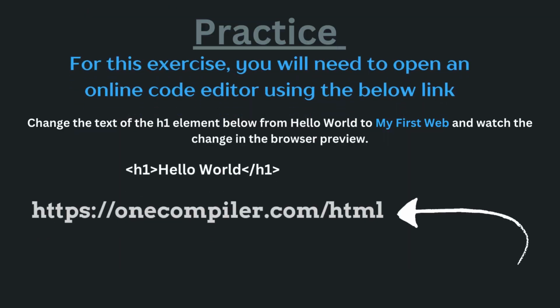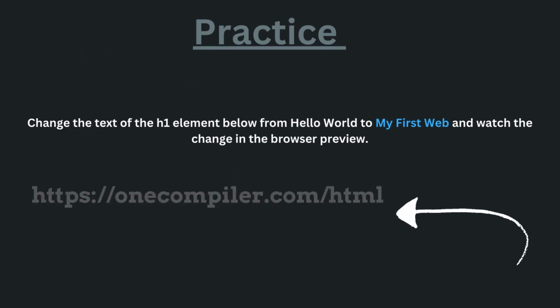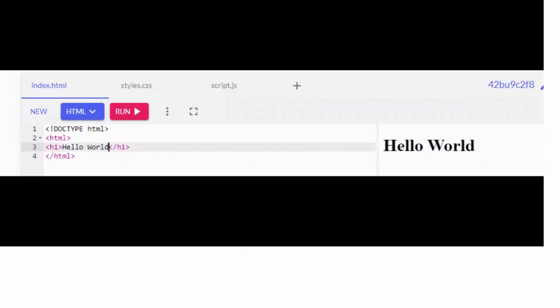For this exercise, you will need to open an online code editor using the below link, onecompiler.com/html. Make sure you write the link as it is on your browser. After you have changed your H1 text and replaced it with the text, My First Web, click Run and see if your results match.